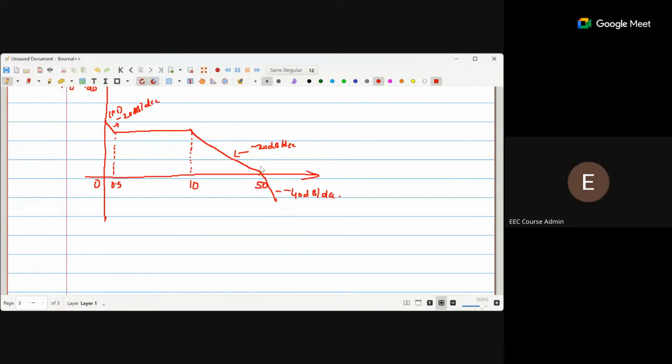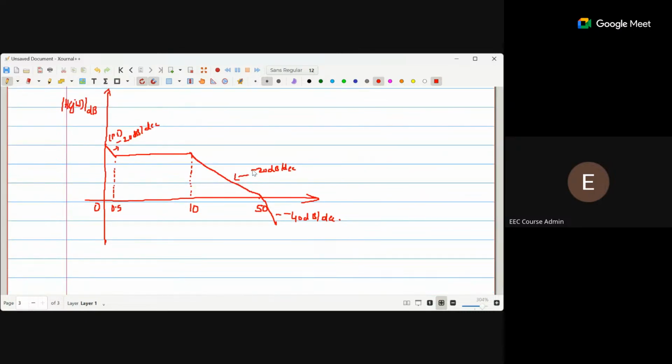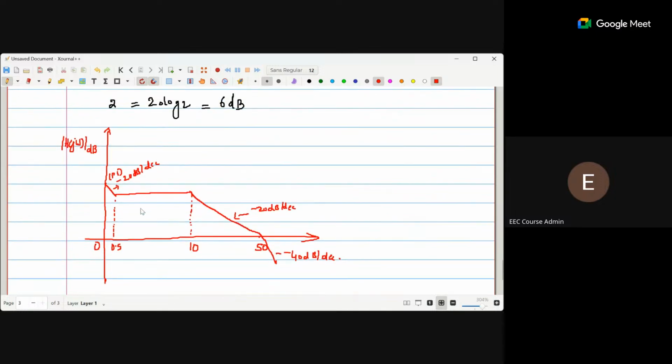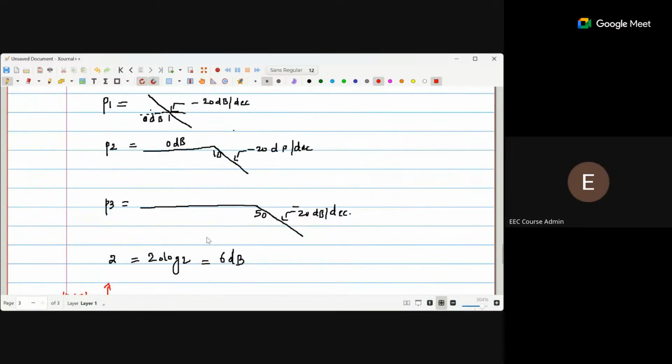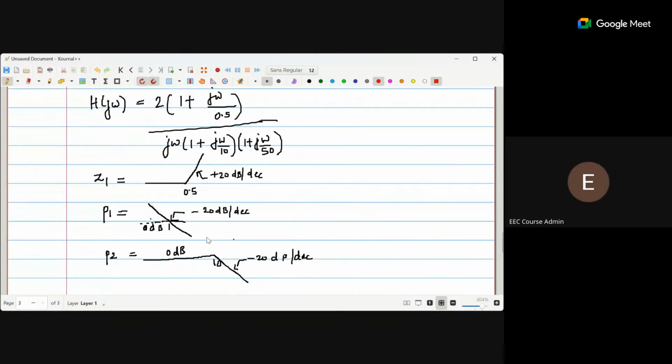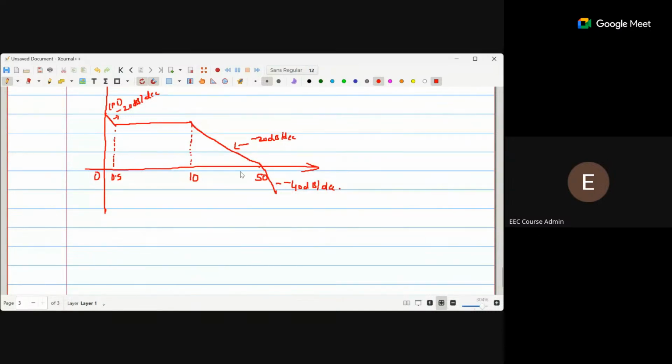And one more thing that we need to correct in this plot is when it actually crosses the 0 dB. This is the 0 dB line, right? So that we have to see. This was 12 dB. Ten to 50, 6. Anyway, the approximation is that before 50, it has to cross this 0 dB line. So you may have to shift this 50 to this side.